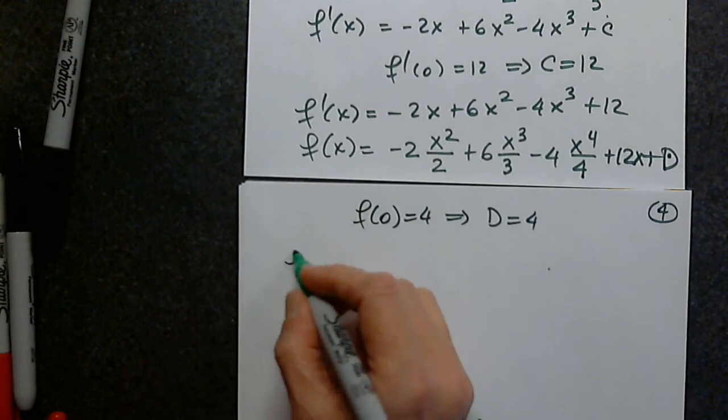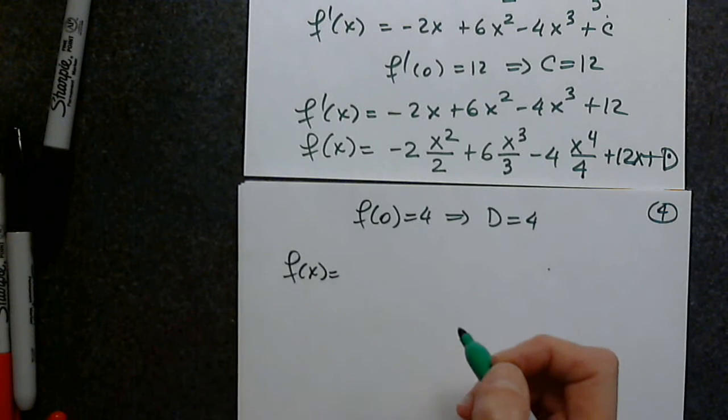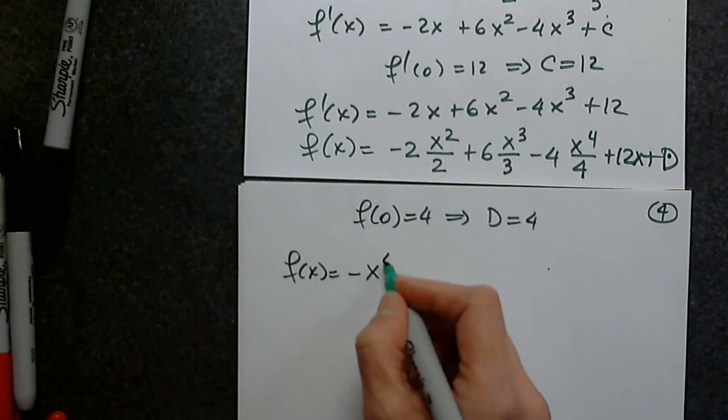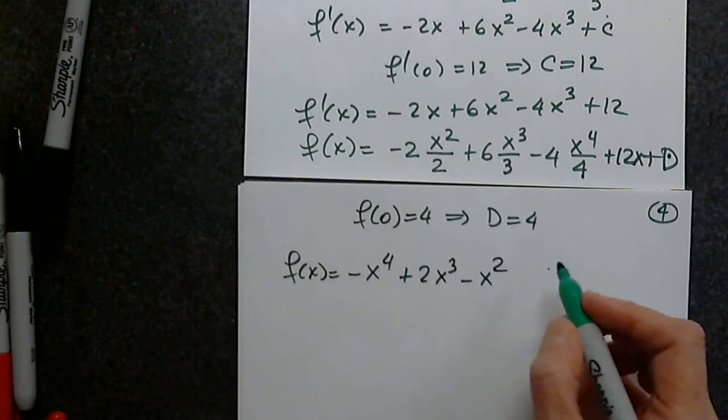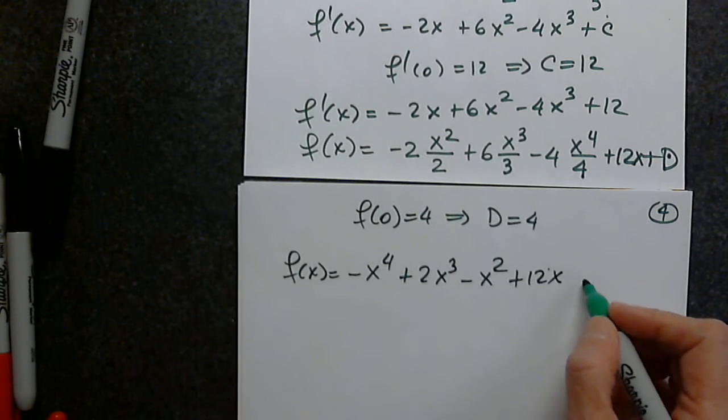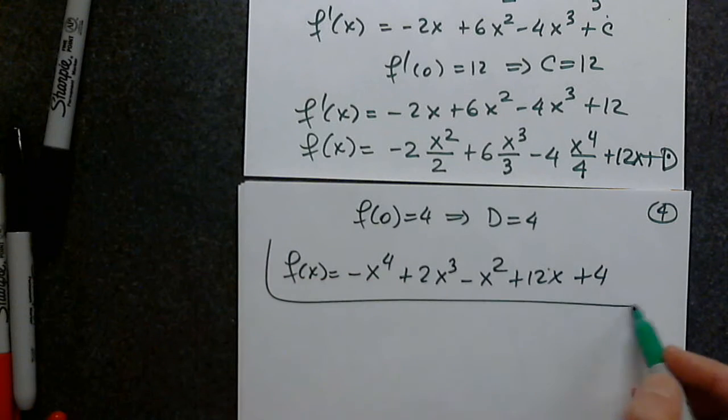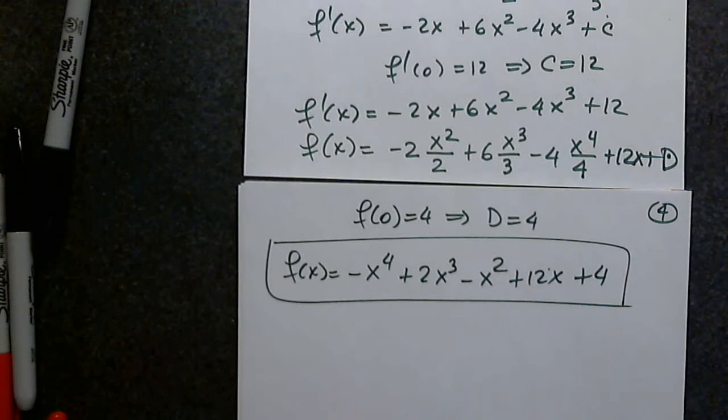So then f of x, finally, is negative x to the fourth plus 2x cubed minus x squared plus 12x plus 4. Correct in descending order. And there is no other function that has that second derivative as well as fulfills the given conditions. F prime of 0 to be 12 and f of 0 to be 4.